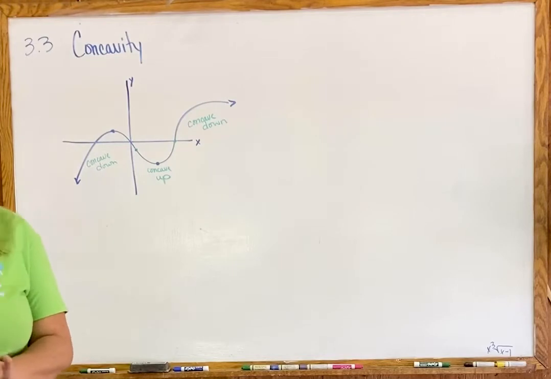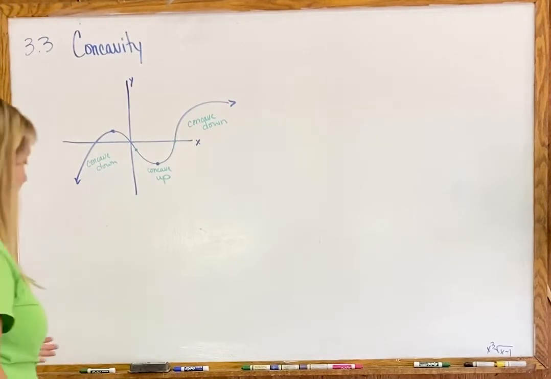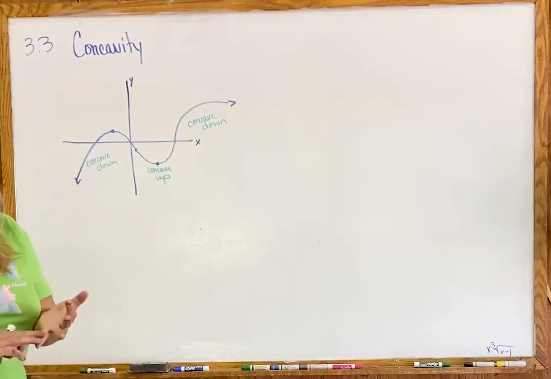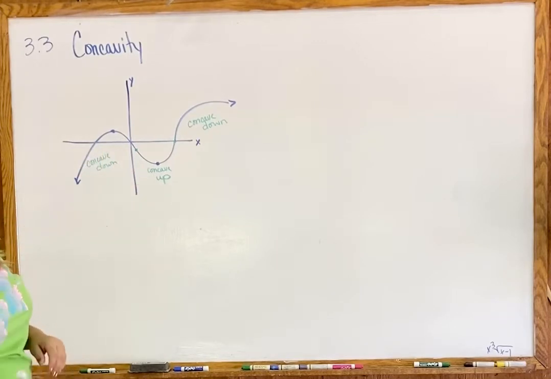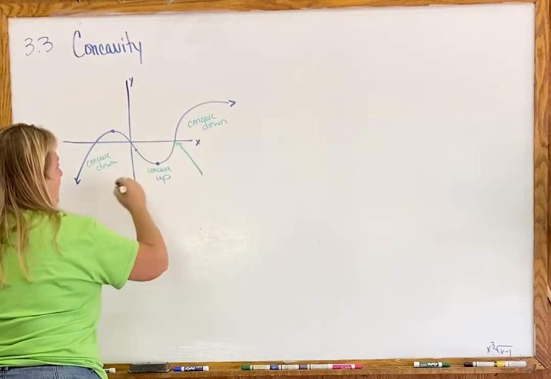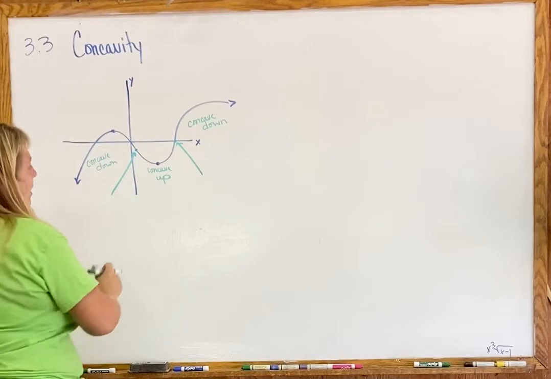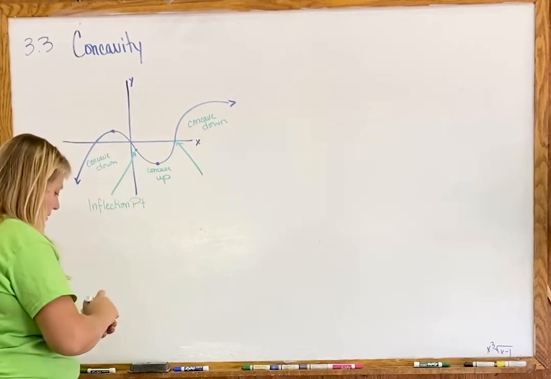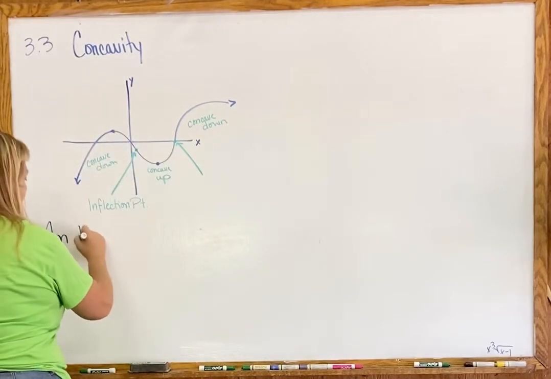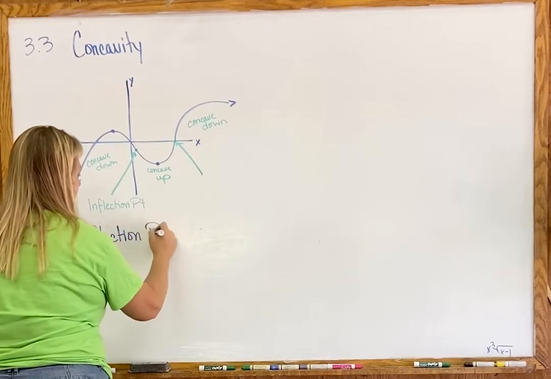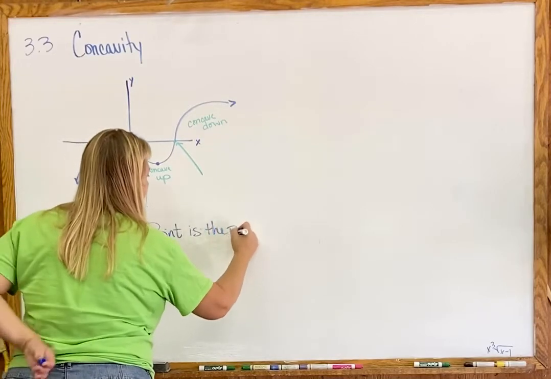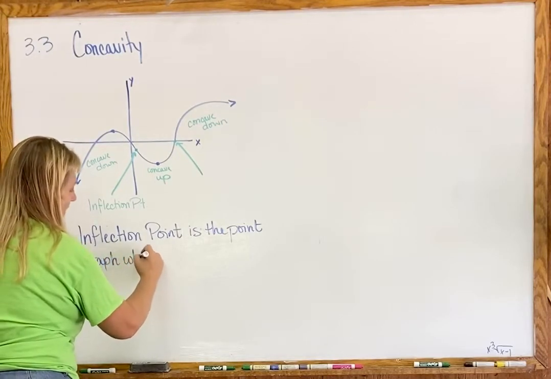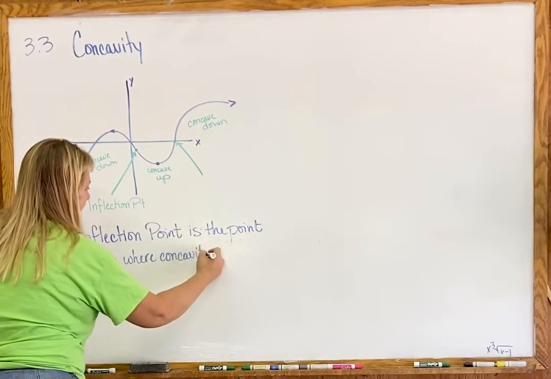So the concavity is also a very important part of the graph, and for us in business, it does have its purposes, so we'll talk about that in a minute. But we just want to talk about how do we figure out the concavity if you don't know what the graph looks like. Before we get into that, one more thing. These two little points here, where the concavity changes, those are called inflection points. So we'll make a little definition there. An inflection point is the point on the graph where concavity changes.